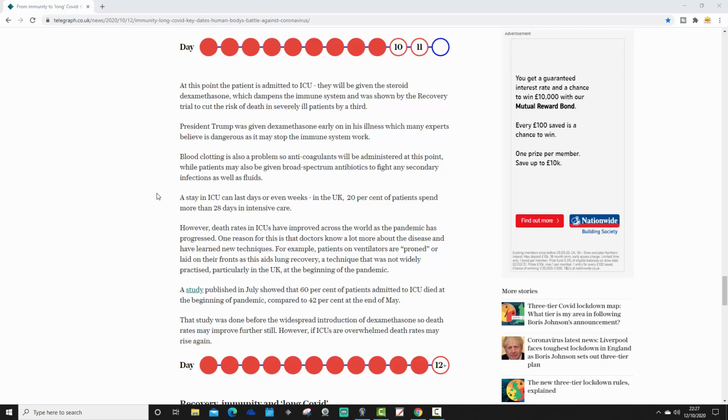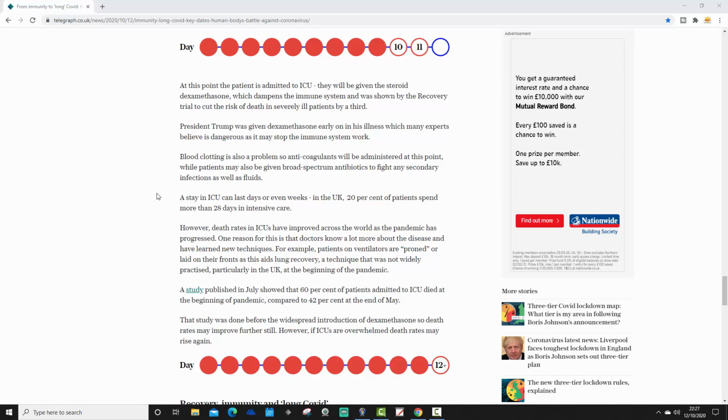However, death rates in ICU have improved across the world as the pandemic has progressed. One reason for this is that doctors know a lot more about the disease and have learned new techniques. For example, patients on ventilators are proned, or laid on their fronts, as this aids lung recovery, a technique that was not widely practiced, particularly in the UK, at the beginning of the pandemic.